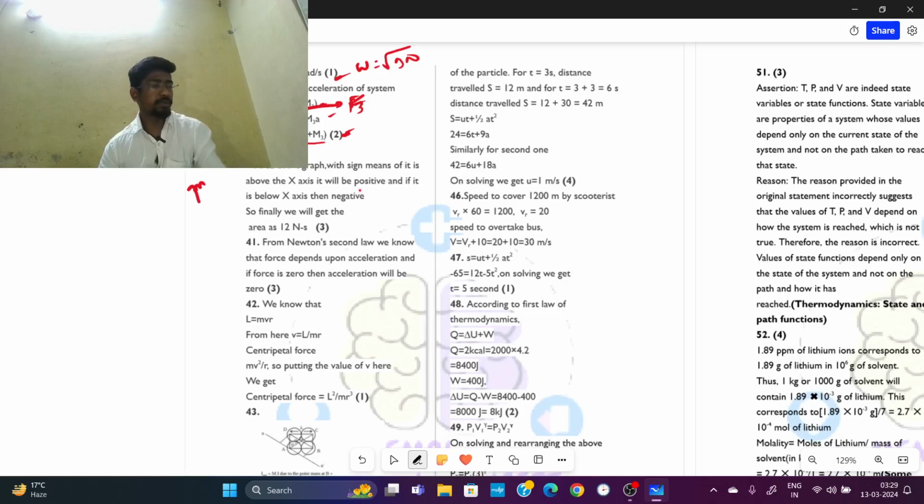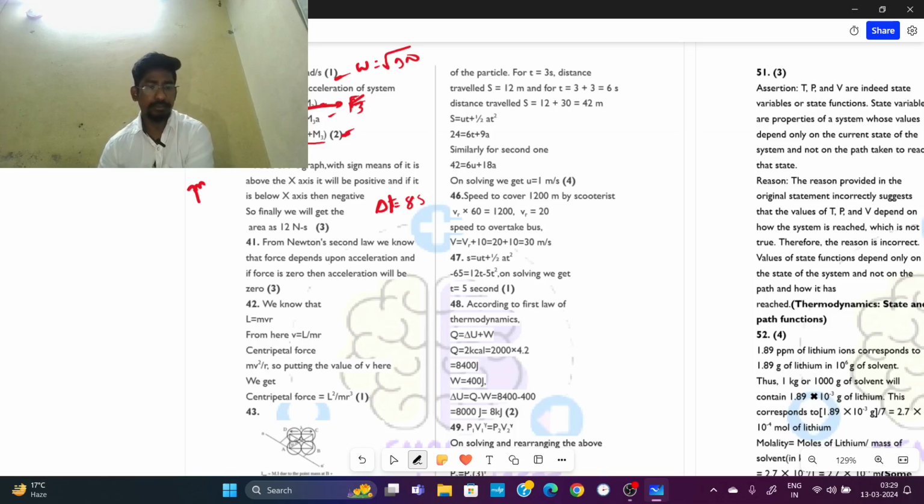Okay, now moving on to the next question, that is 40. The force acting on a particle of mass m is indicated by the force-time graph. There is a graph, that is the force-time graph. The change in the momentum of the particle over the time from 0 to 8. Time del t is given, that means 8 minus 0, that means 8 second.